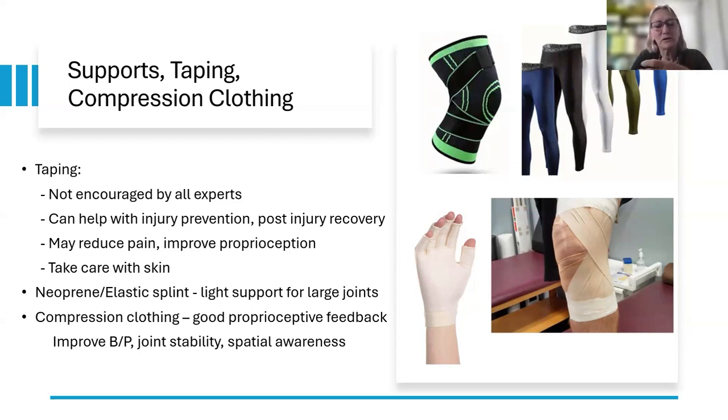And certainly it can help with post-injury recovery. And if you're going to tape, you've got to be really, of course, careful with skin. The neoprene splints are a nice, light sort of support for your larger joints as well. And compression garments, leg compression garments, are important for orthostatic symptoms or POTS and things like that. But they also can help with proprioception. So if you're not getting feedback from your joints and muscles, you can get feedback from your skin so that you know where your body is sitting in space.